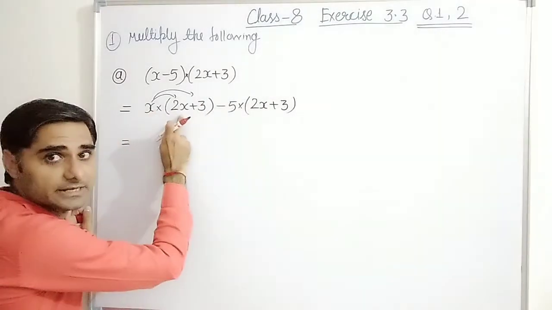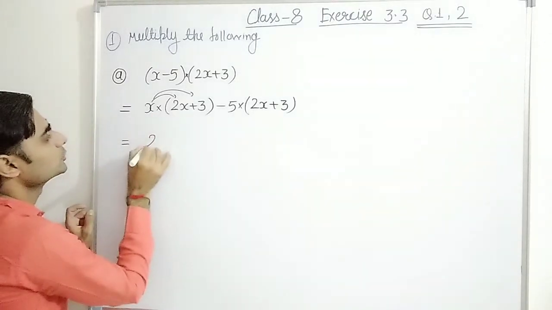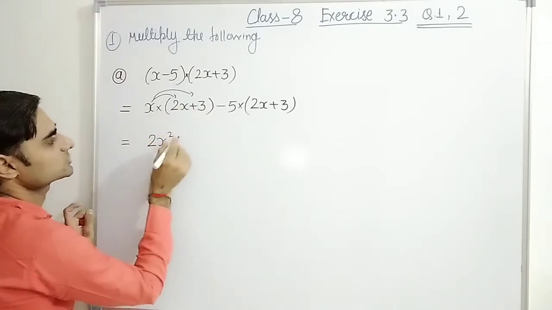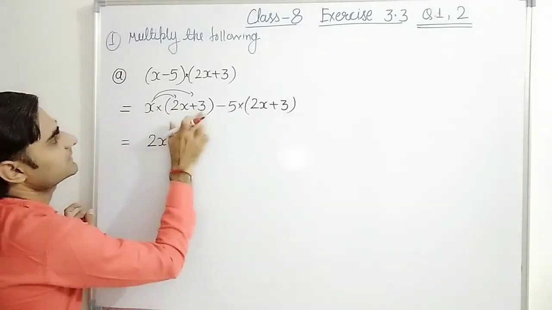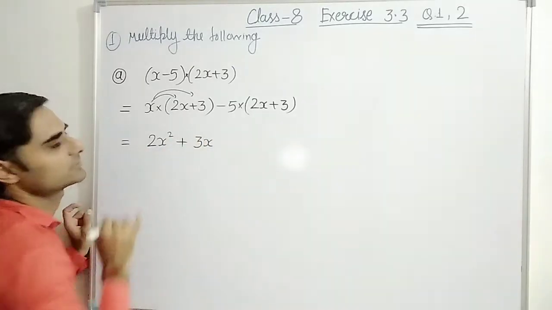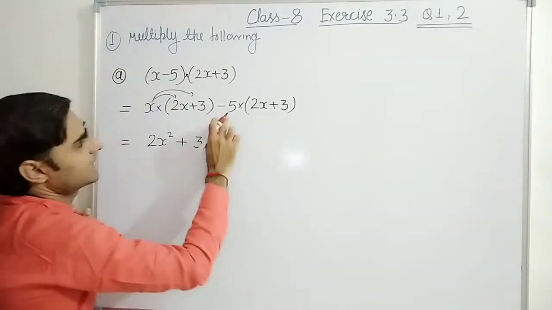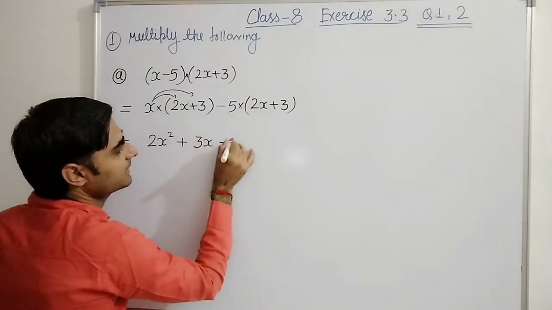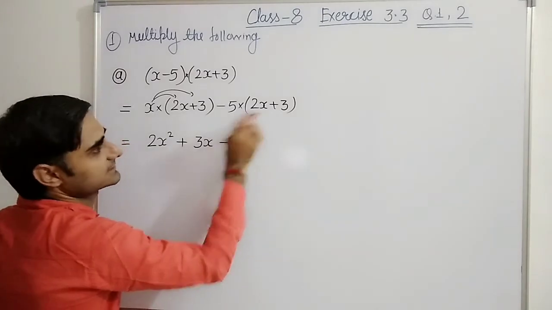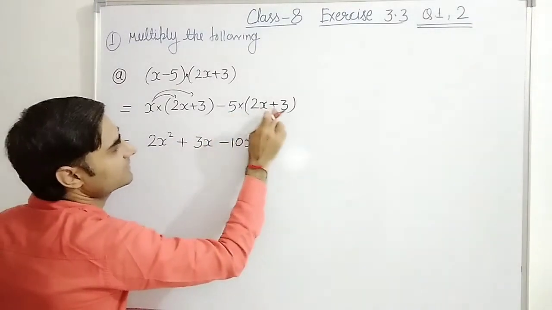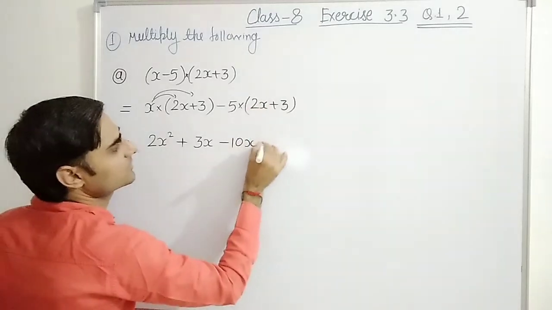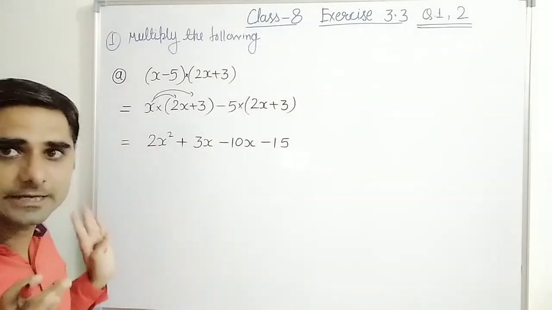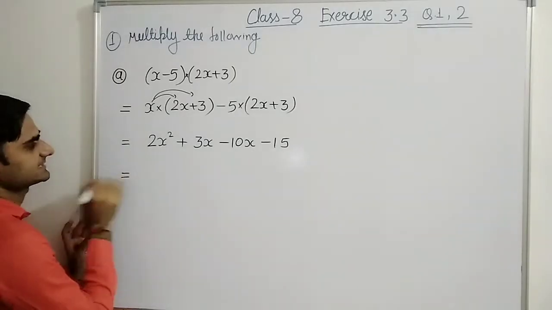x multiplied by 2x is equal to 2x square. The bases are the same, so the powers will be added. Plus x multiplied by 3 is 3x. And here the minus sign will be multiplied by plus 2x: 5 twos are 10, so minus 10x. Minus 5 multiplied by plus 3: 5 threes are 15, but with a negative sign. Till here, okay?